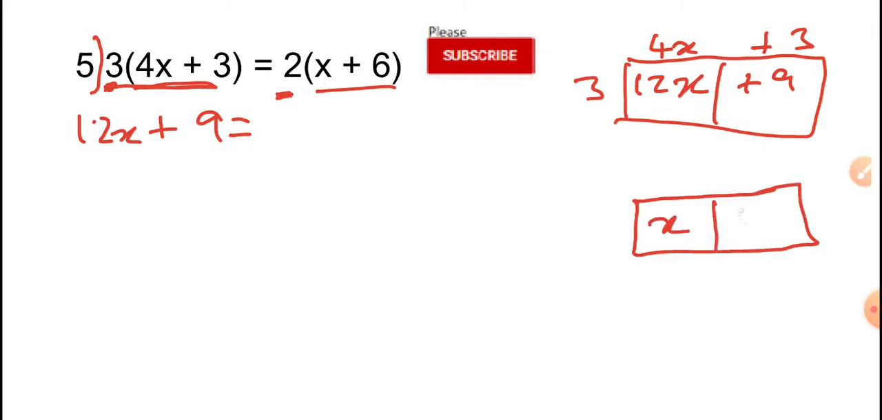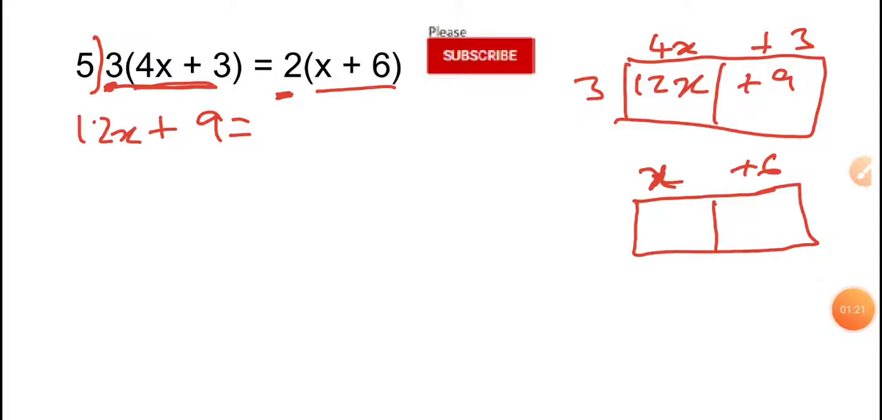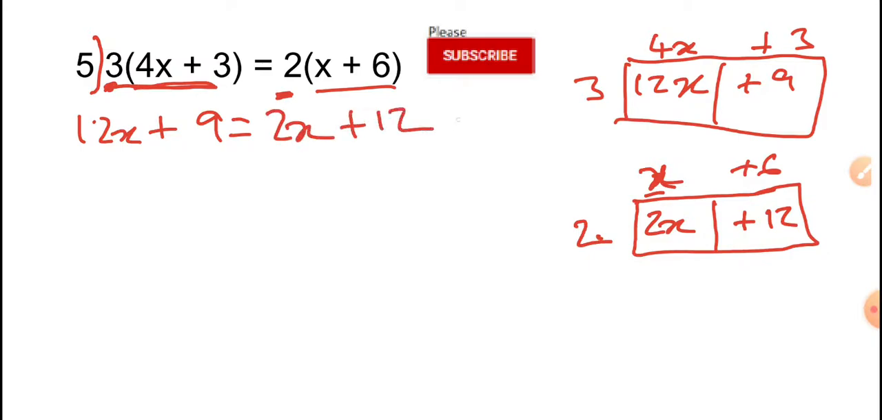x plus 6, and the 2 comes here, so 2 times x is 2x, and 2 times plus 6 is plus 12. So we have the right hand side is equal to 2x plus 12.